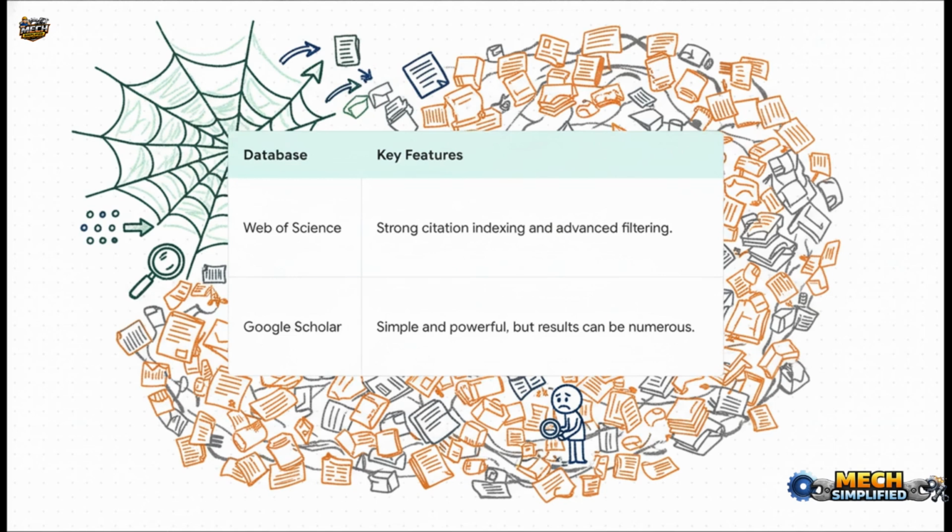Think of Web of Science as a surgeon's scalpel. It's got this powerful citation indexing and amazing filters that let you be incredibly precise and targeted. Google Scholar, well, it's more like a giant net. It's simple, it's powerful, and it catches almost everything. But that's also its downside. You can get totally overwhelmed with results, and it's way harder to separate the real scholarly gems from everything else.